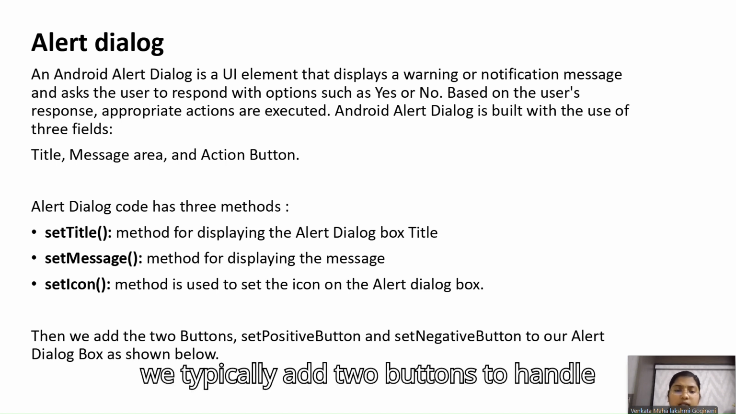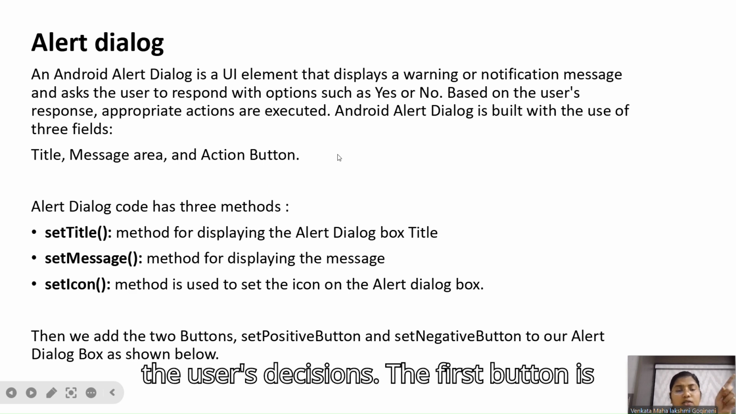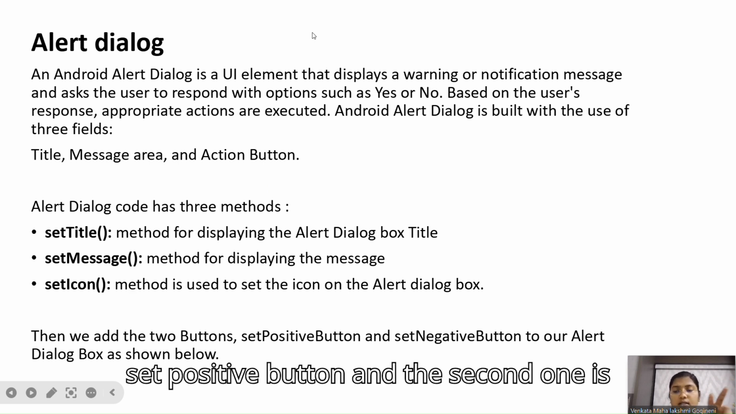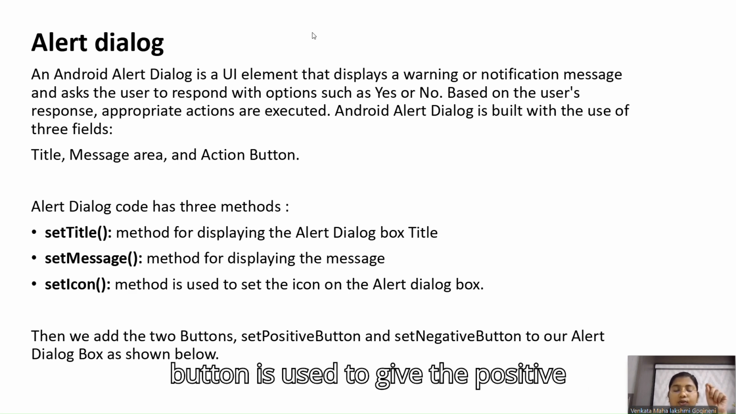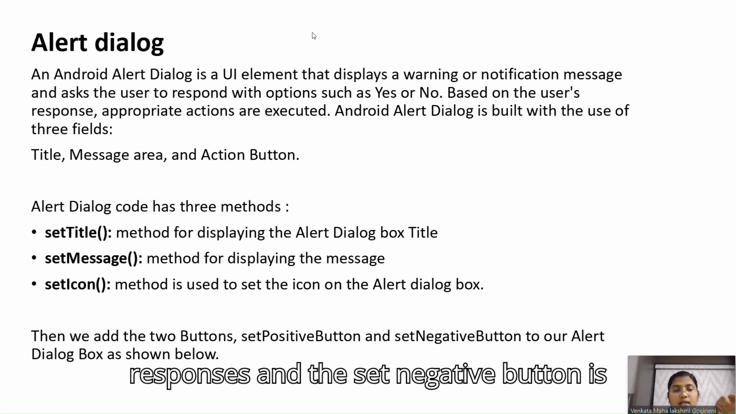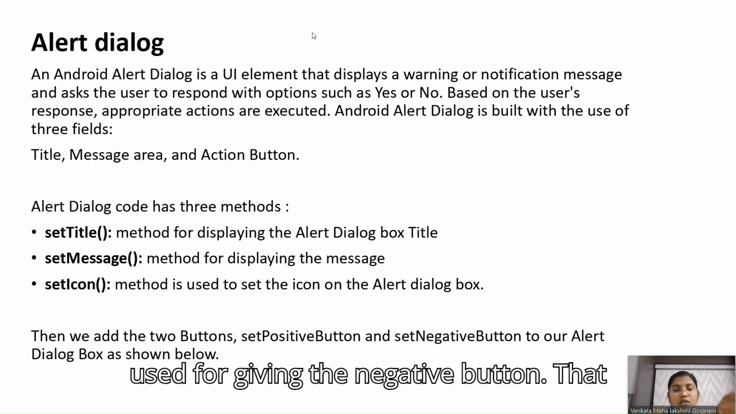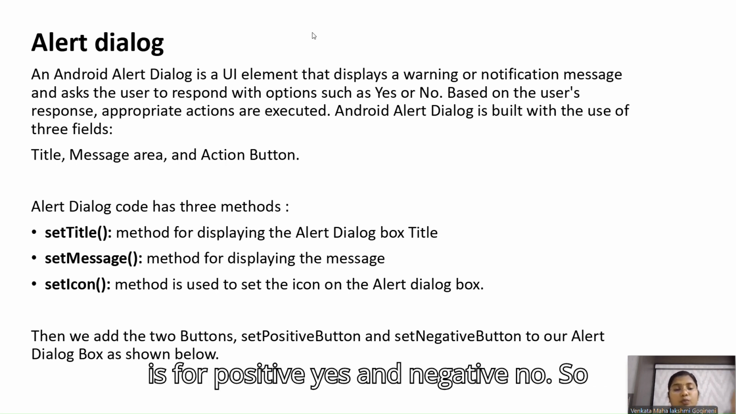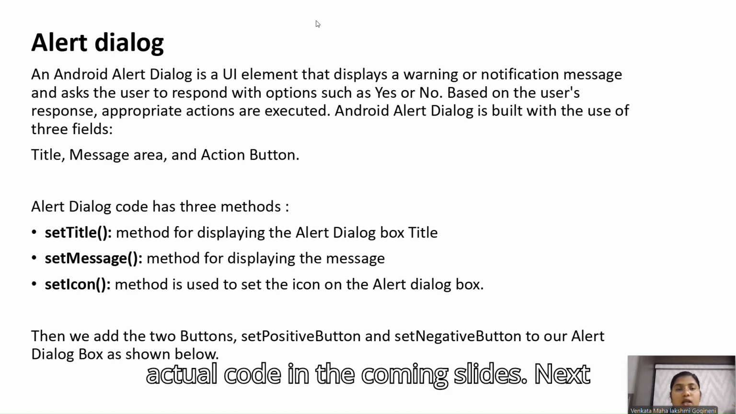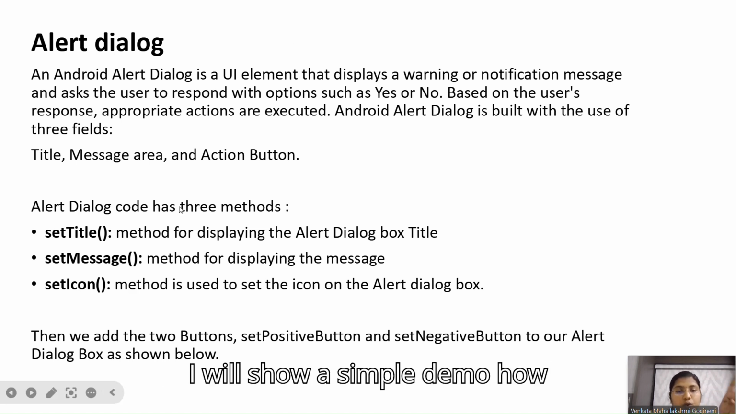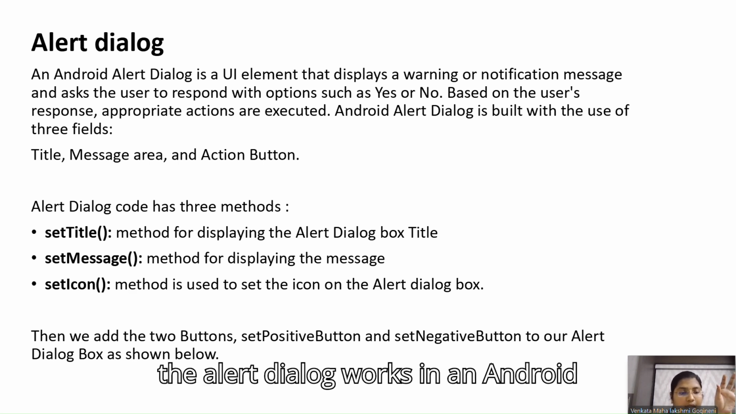After that, we typically add two buttons to handle the user's decisions. The first button is setPositiveButton and the second one is setNegativeButton. The setPositiveButton is used to give the positive response and the setNegativeButton is used for giving the negative response, that is, positive is yes and negative is no. I will explain all this in the actual code in the coming slides. Next, I will show a simple demo of how the alert dialog works in an Android app.